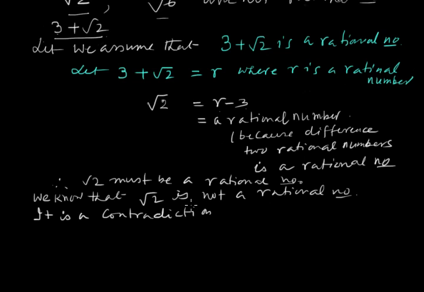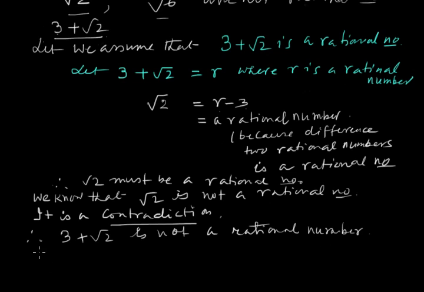Contradiction means both the arguments are not the same. So, it is a contradiction. Therefore, 3 plus root 2 is not a rational number.